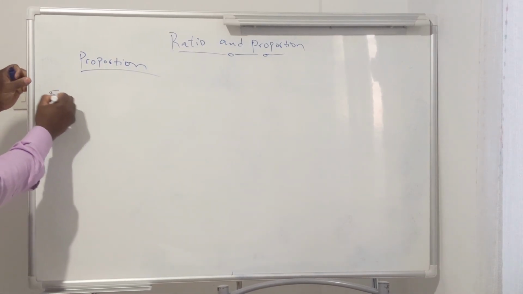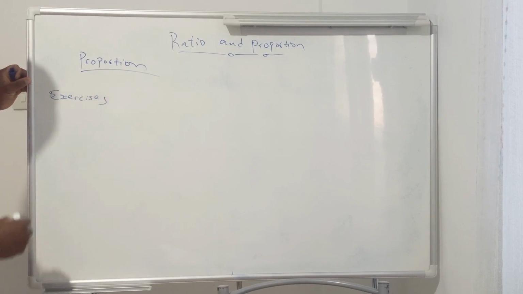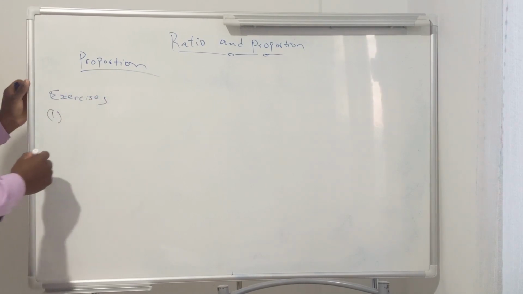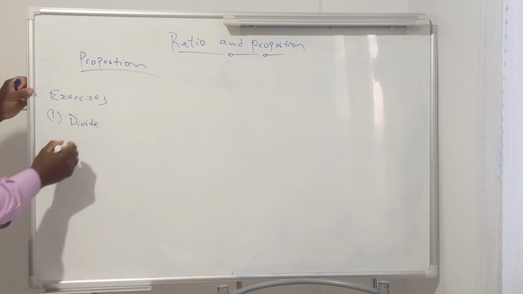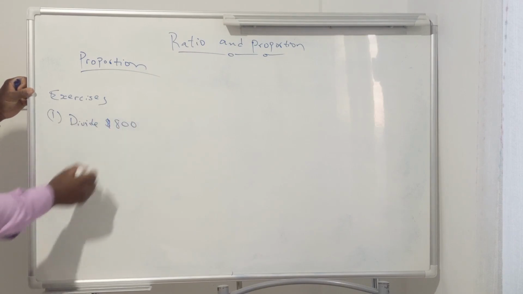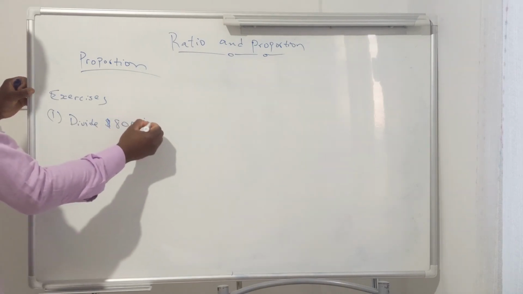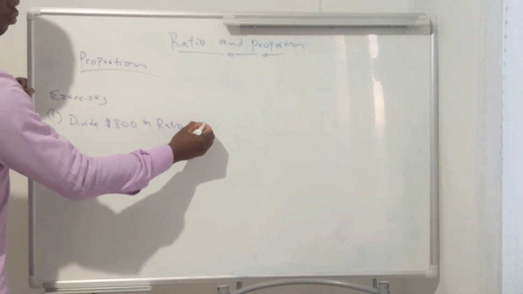Exercises. One, divide $800 in the ratio 5:3.